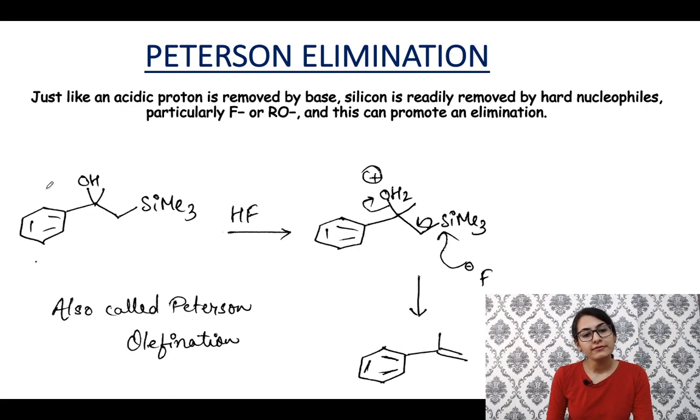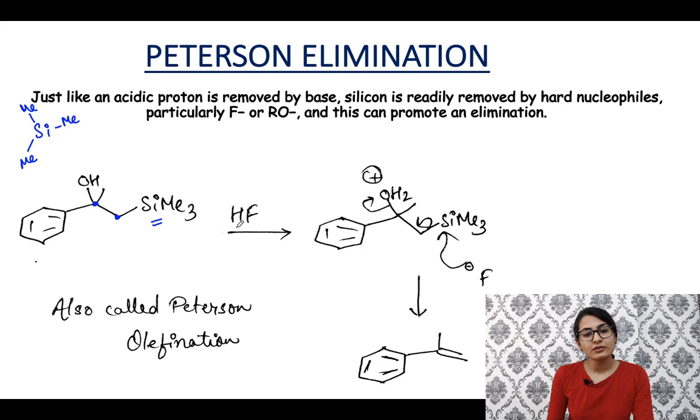That is, let's say you are having a hydroxy group and a SiMe3, something like this, a silicon group over here. Usually you are going to get it like this only, either it is trimethylsilyl or it is going to be some other alkyl group as well. So this is how it is.